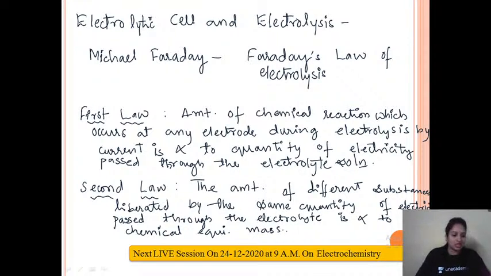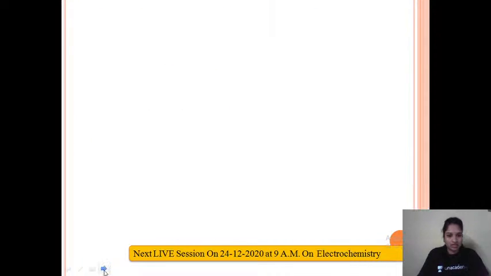So what this law in short I can tell you is, at any particular electrode, if any new substance is produced, it is produced by passing some quantity of electricity through the electrolytic solution, and how much substance is produced is proportional to its chemical equivalent mass. So these are the two laws of Faraday. Based on this, there are different formulas also. We'll see it in the next class.